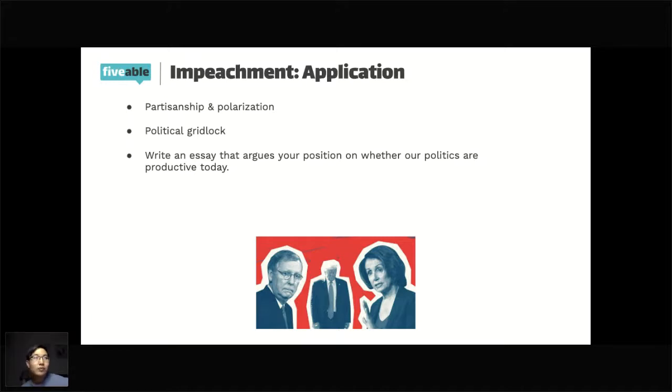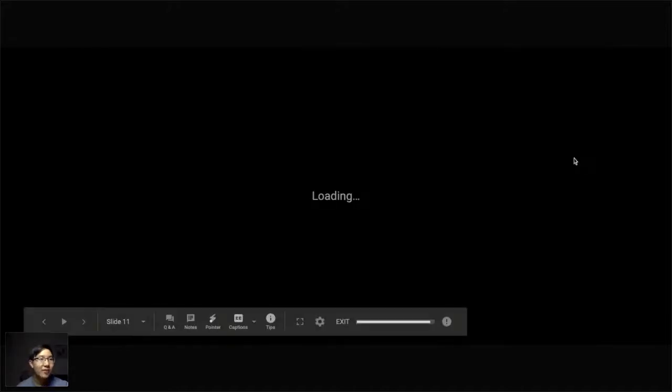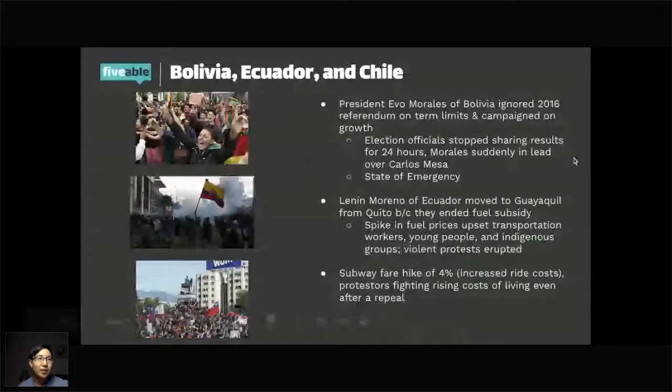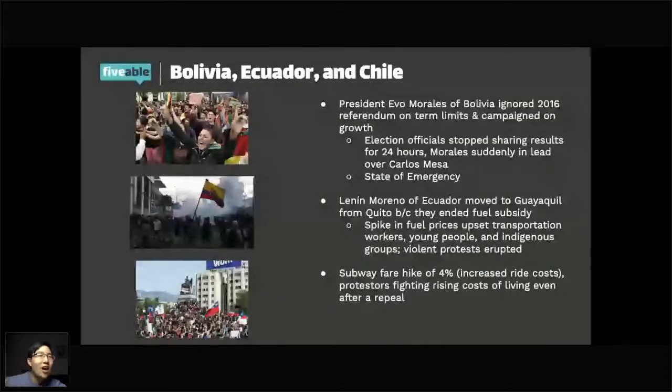Cool, we'll move on. The next current event is the protests in Bolivia, Ecuador, and Chile. As you may or may not know, we're increasingly involved in our domestic politics, things like climate change at the UN, gun rights, abortion, those key hot topic issues. But down in South America, there have been a lot of protests for democracy. For instance, in Bolivia, President Evo Morales ignored the 2016 referendum on term limits and campaigned for a fourth term.